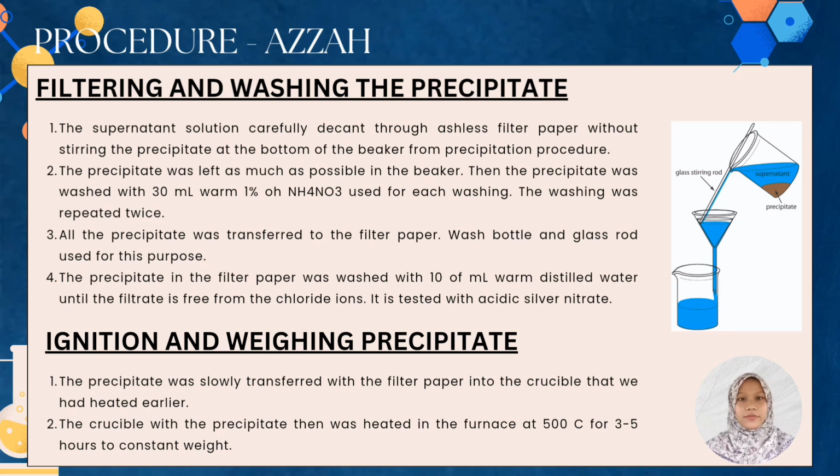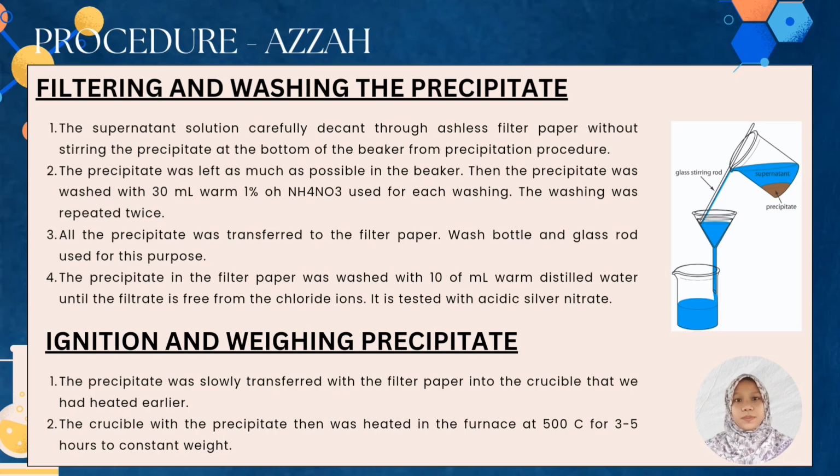Third procedure is filtering and washing the precipitate. First step, the supernatant solution was carefully decanted through ashless filter paper without stirring the precipitate at the bottom of the beaker from the precipitation procedure. Second step, the precipitate was left as much as possible in the beaker. Then the precipitate was washed with 30 ml of warm 1% NH4NO3 used for each washing. The washing was repeated twice.